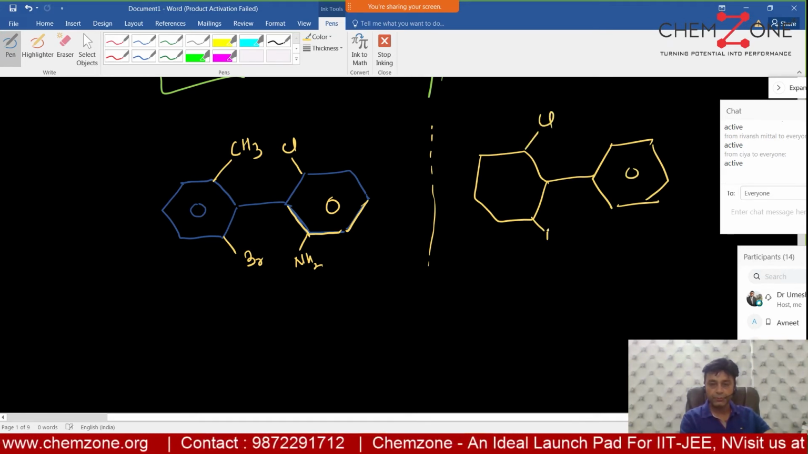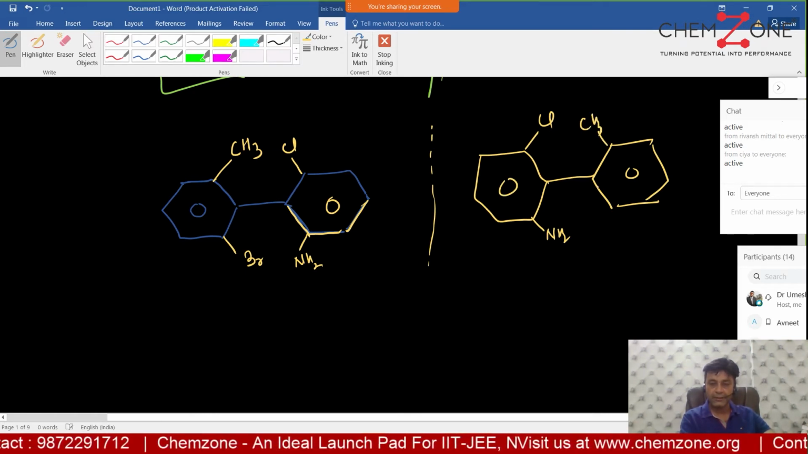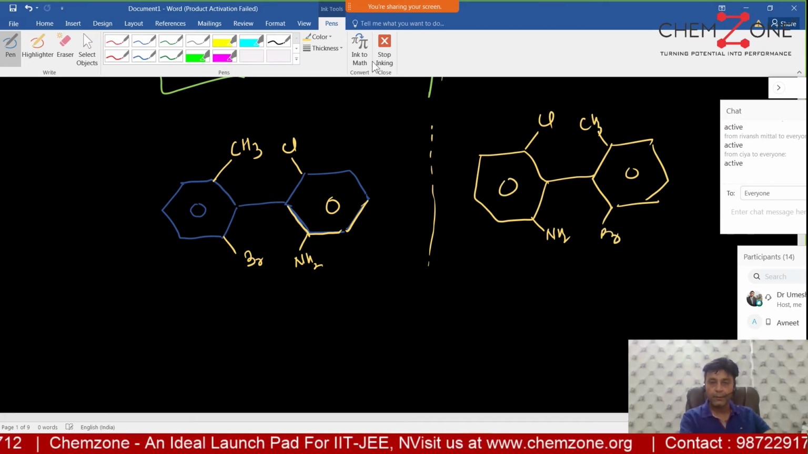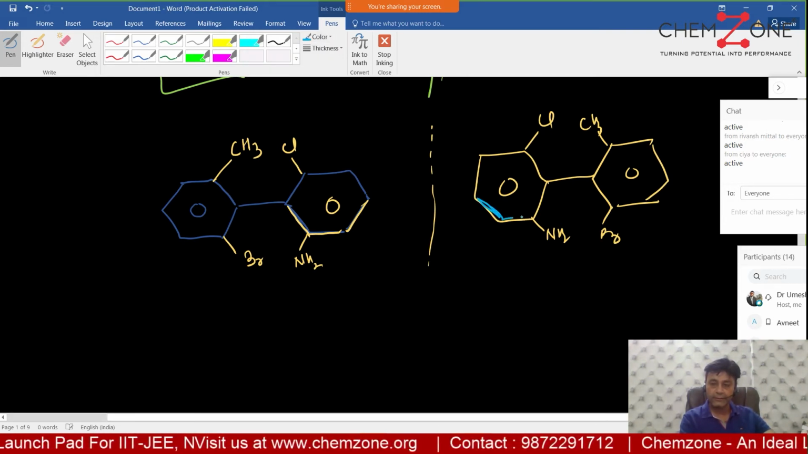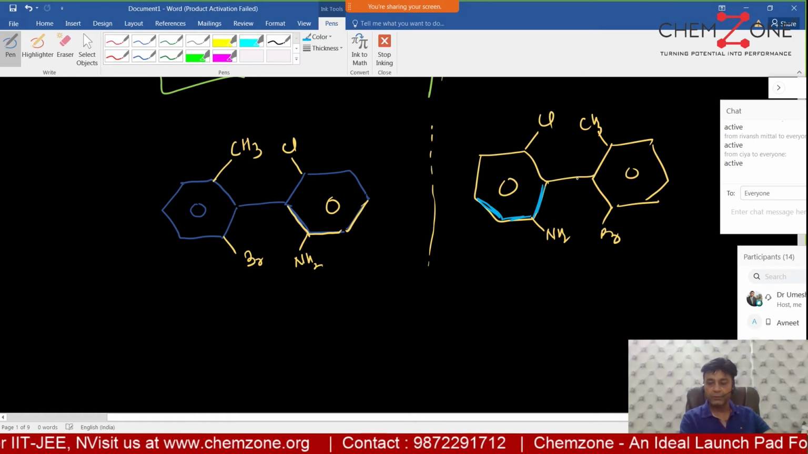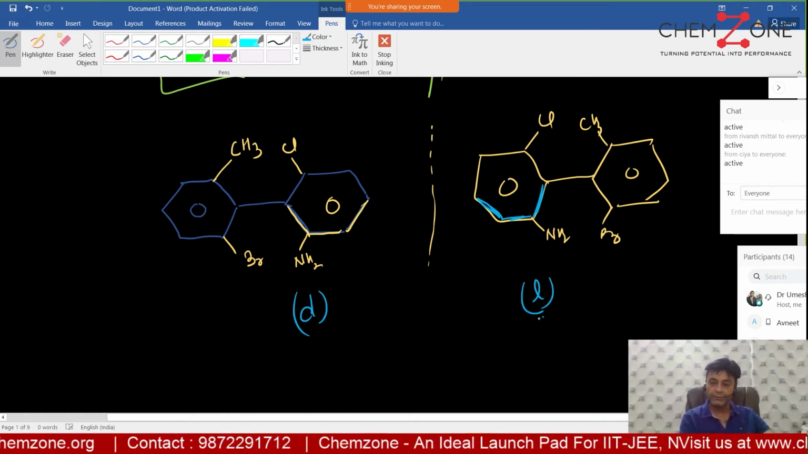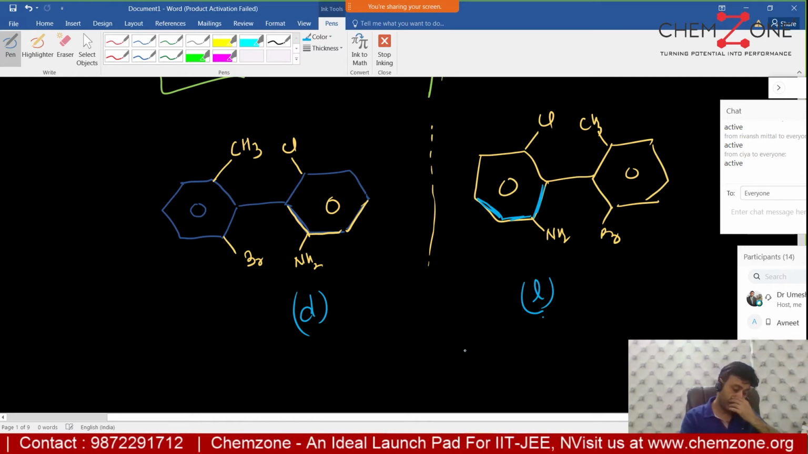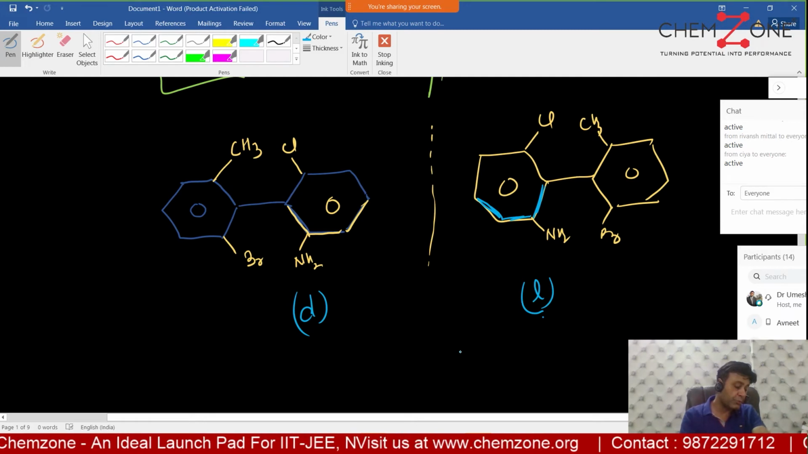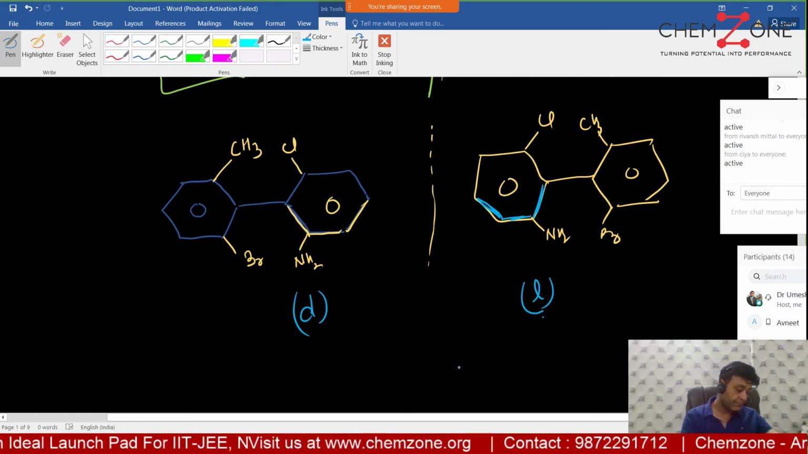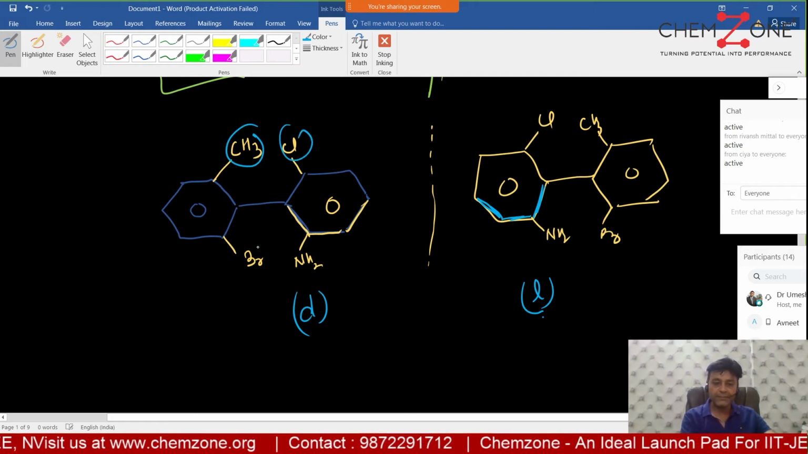Chlorine and NH2, and it is CH3 and Br. And one thing to keep in mind, that this is perpendicular to the other. If it is dextrorotatory, then this is levorotatory. The two are perpendicular to each other. All the four groups of atoms must be different.